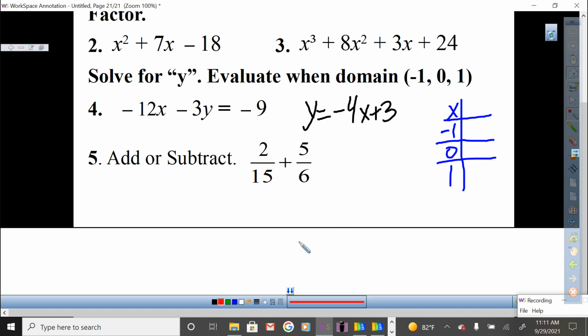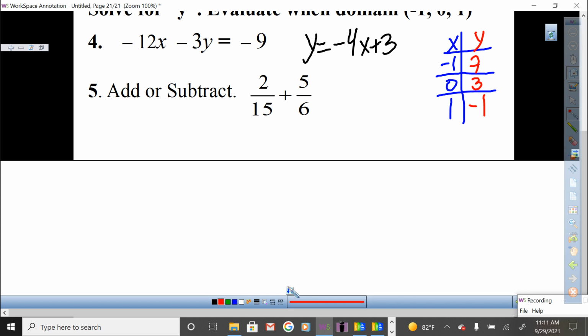What you get for the range, Andy? Range. 7, 3, -1. Hands, have you got that? That is correct. Let's go. And last but not least, number 5. What you get for number 5? Carlos. 29/30. Hands, have you got that?